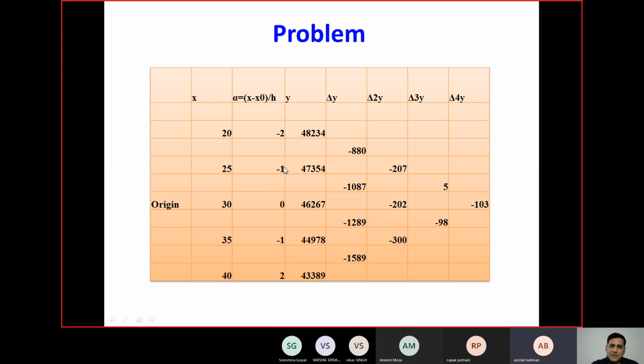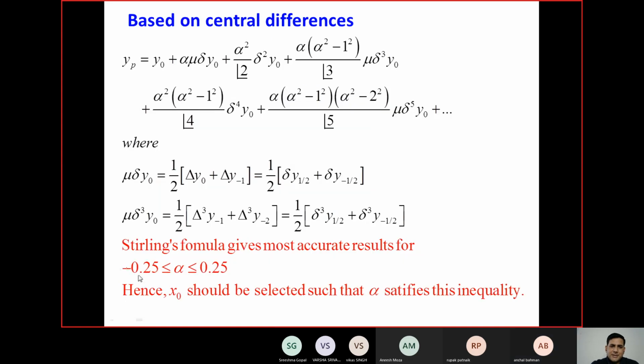Yes or no? So can you please repeat? This line says your alpha should be in between -0.25 to 0.25. So you select x naught in such a way which satisfies this inequality. So x naught is always in your hand. It's not like you will always choose the center. You just choose your x from where you have to calculate the value. Based on that, you choose your x naught, which can satisfy your alpha in this particular range.